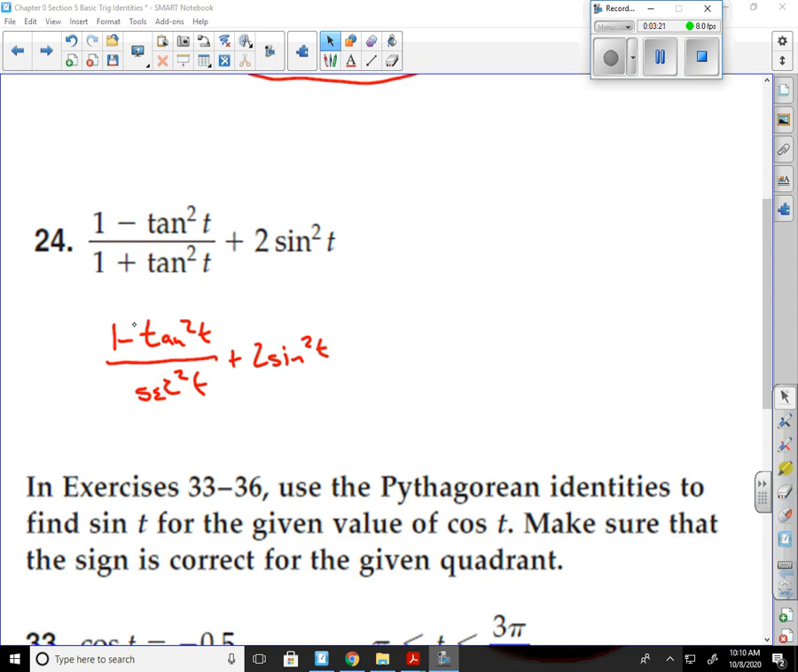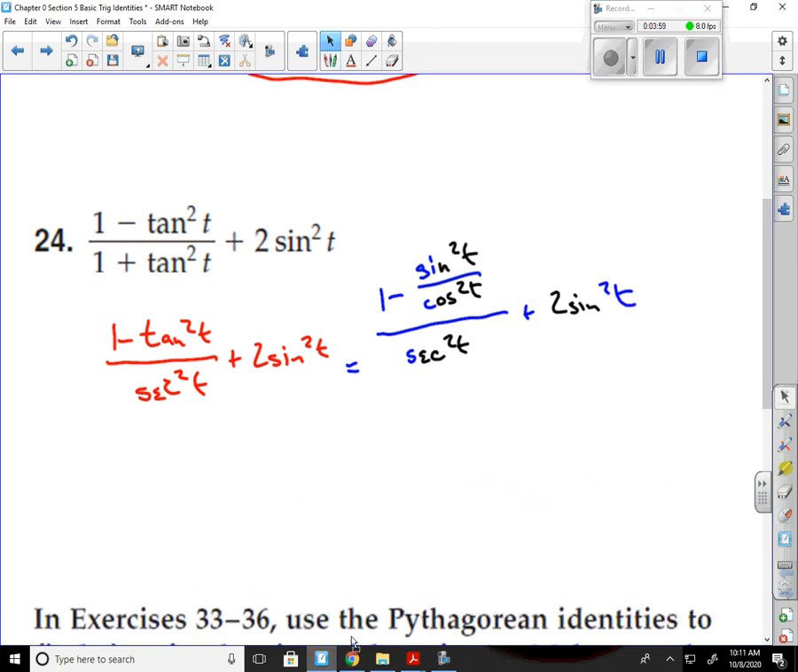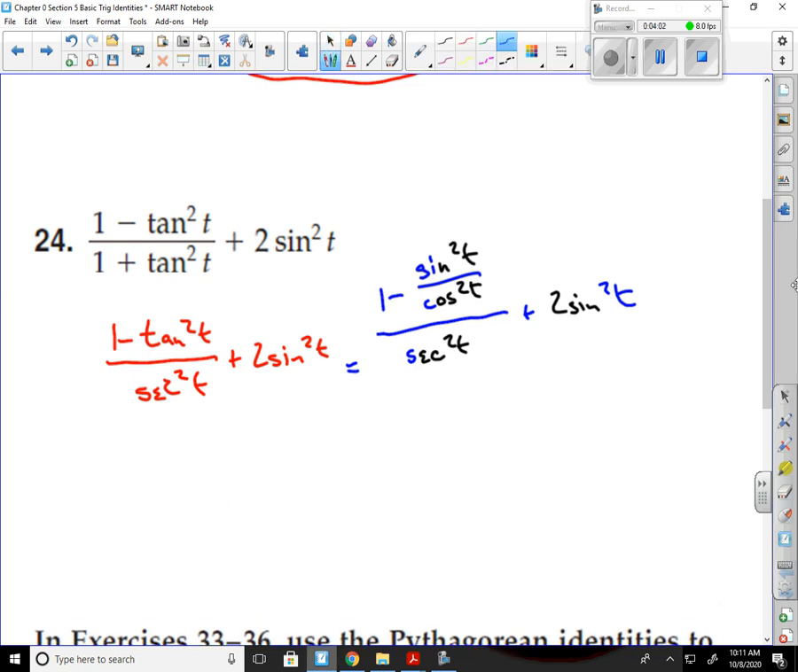So what I'm going to do now is try to combine my terms on the top. Since I can't combine 1 minus tan squared t, I'm going to try to change that tan. Tangent is also the sine over the cosine. So tangent squared is sine squared t over cosine squared t. This is still all over the secant squared t plus 2 sine squared t. Oh, it's getting good now.